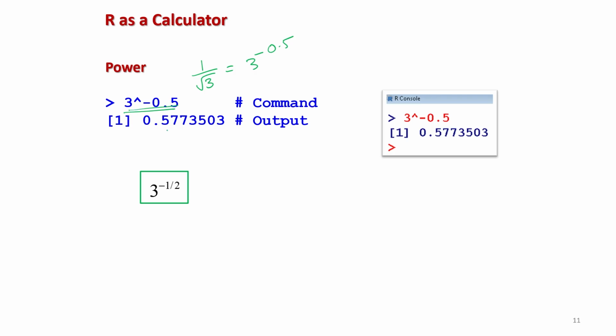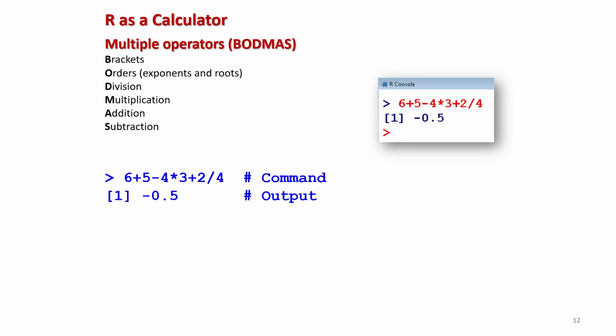So this value will come out to be 0.577 and so on, right? So this is how the things will go. And if you want to use more than one operator at the same time, then the usual math operators of arithmetic, which is BODMAS, apply. BODMAS means the bracket, then orders, that means exponents and roots, then division, multiplication, addition, and finally subtraction will happen in this order.